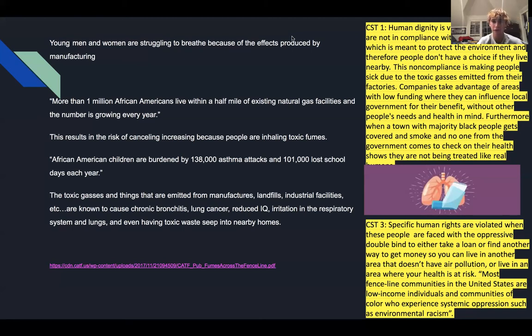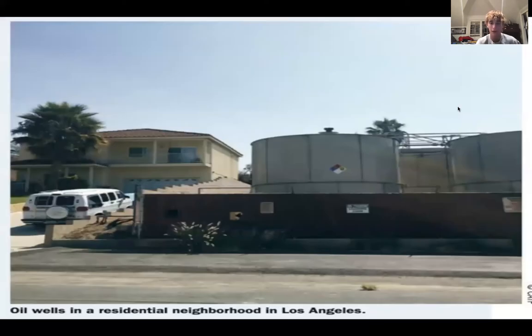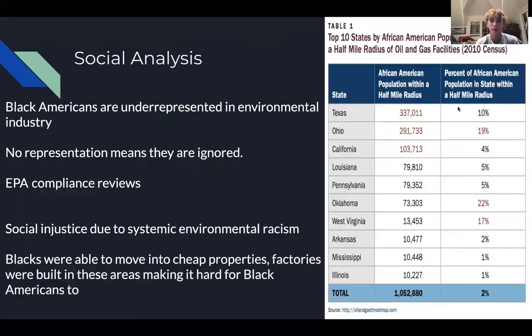CST3, specific human rights are violated when these people are faced with the double bind, because it can be more expensive to live in other areas. But if you live in other areas, you could take another job or loan, or you could live in a poorer area and risk your health being put at risk. So people are put in a very bad, oppressive double bind. And their human rights are being violated because no one's coming to check on them, and their basic rights are not being upheld. This is an example of how close oil refineries can be to neighborhoods.